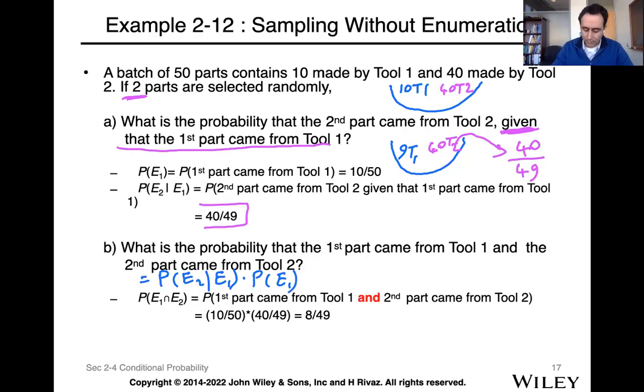I believe this equation is in the crib sheet, but it's a very easy equation. I encourage you to memorize it. So probability of E2 given E1 times probability of E1. We know probability of E2 given E1, we just calculate it. Probability of E1 is also a simple probability, because the probability of picking from tool 1 from this set is 10 divided by 50. I have a total of 50 parts here, right? So 10 divided by 50 times 40 divided by 49, sorry. So that's the final answer.